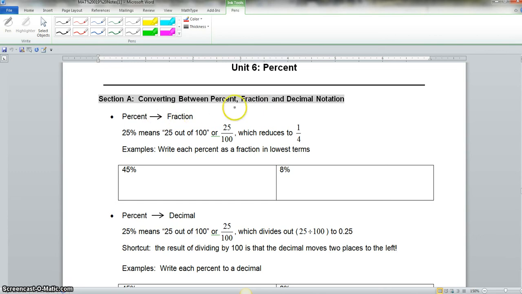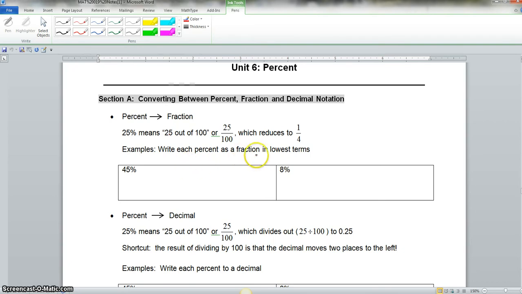Hello class, we're about to start Unit 6, percent. Section A, converting between percent, fraction, and decimal notation. Okay, first we go from percent to a fraction. 25% means 25 out of 100, or 25 over 100, which reduces to 1/4.